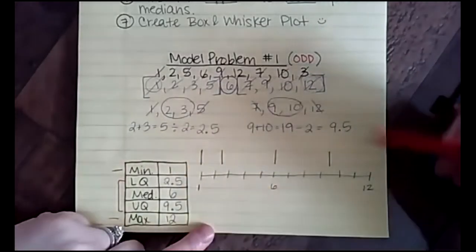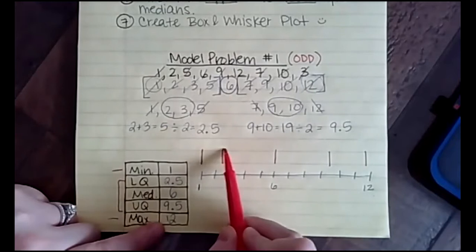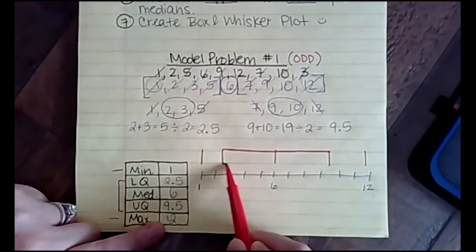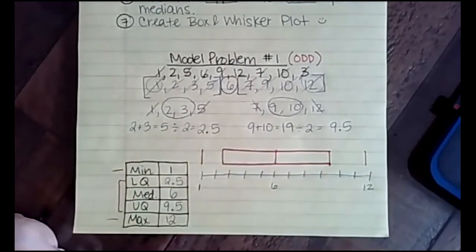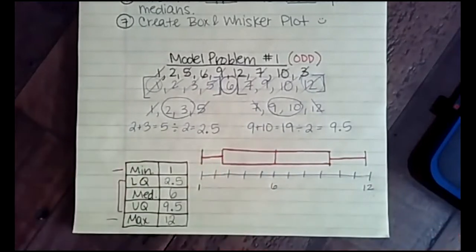And then my maximum is 12. Now again, connecting my lower, median, and upper. So only these three in the middle connect as a box, and then I connect to my maximum and my minimum for my whiskers. There you go, model problem number 1.